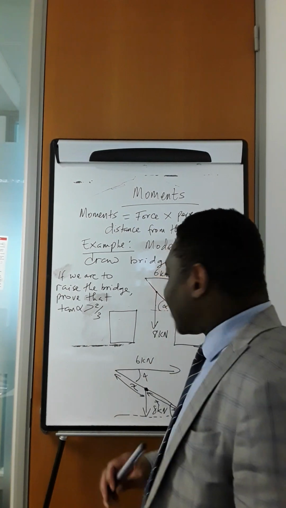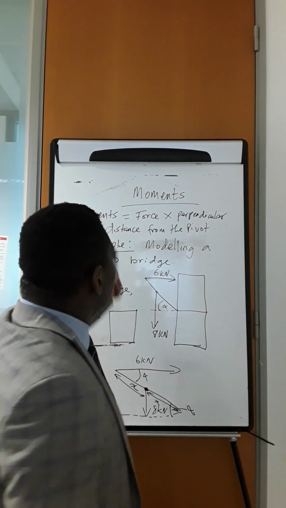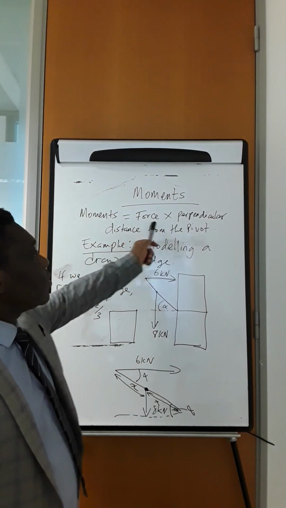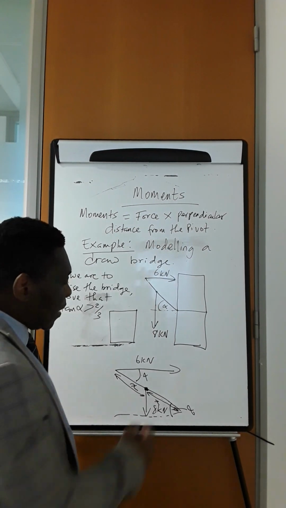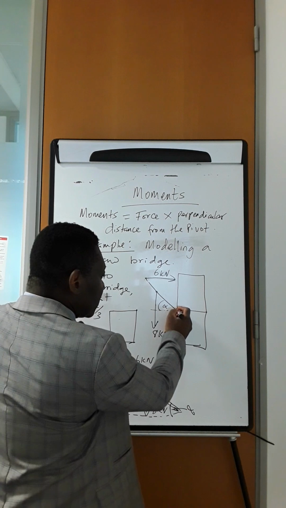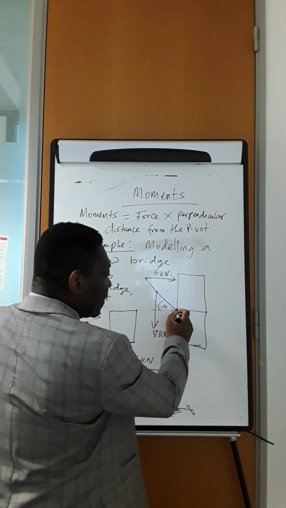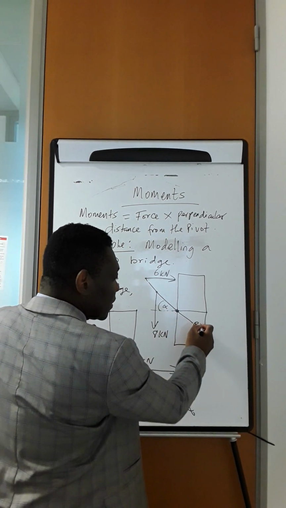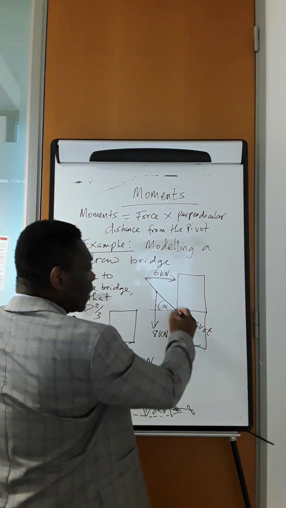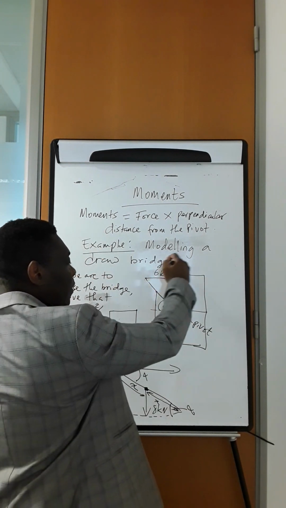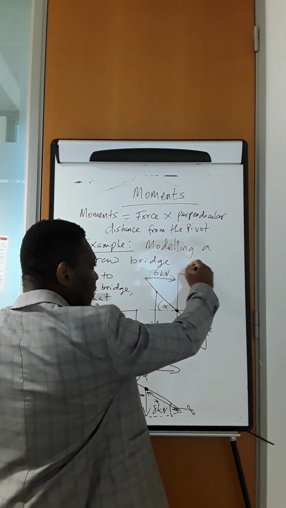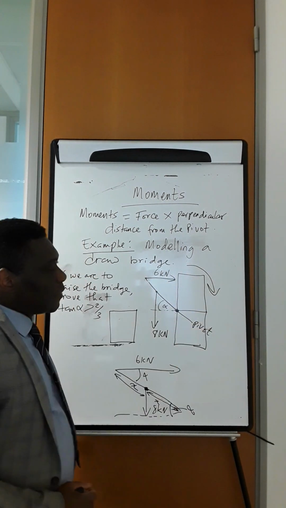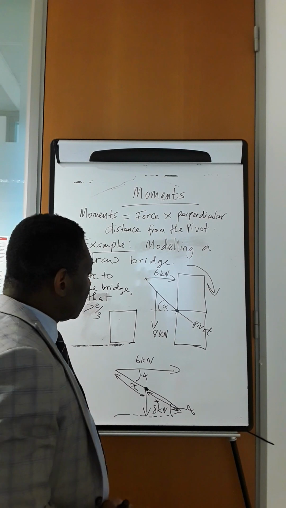We have to realize that moment is equal to the force times the perpendicular distance from the pivot. Now we'll come back to our original diagram. That is our pivot because that is where the bridge is, from where the bridge is raised, clockwise.